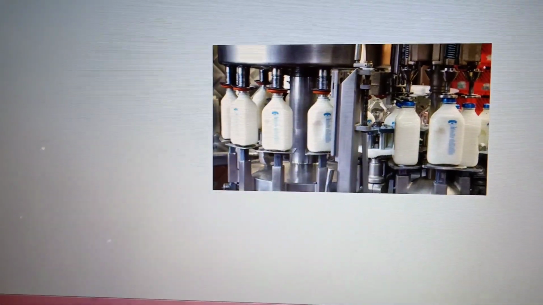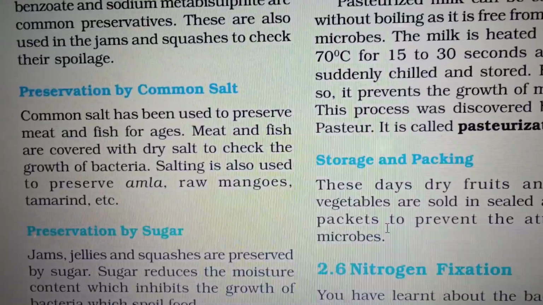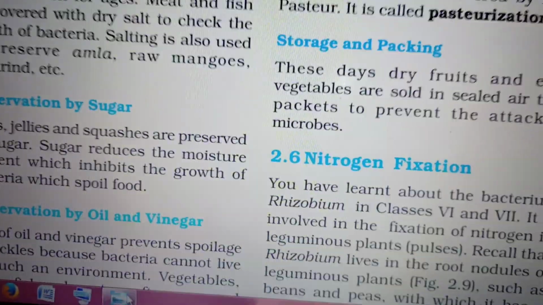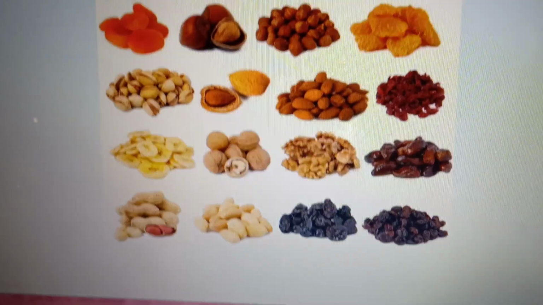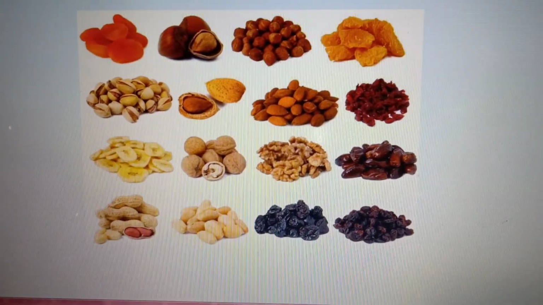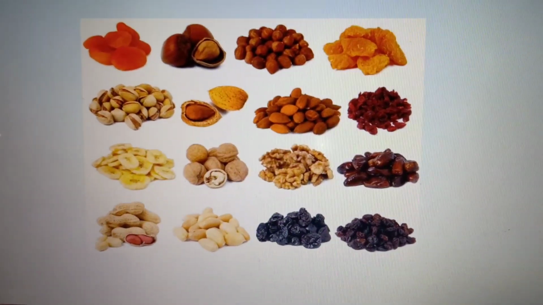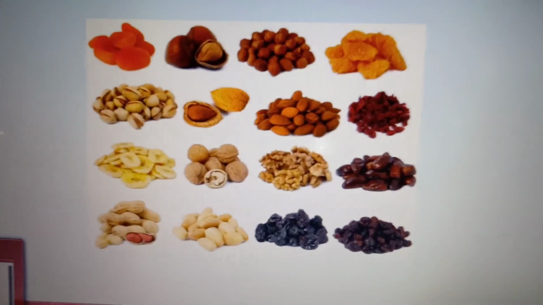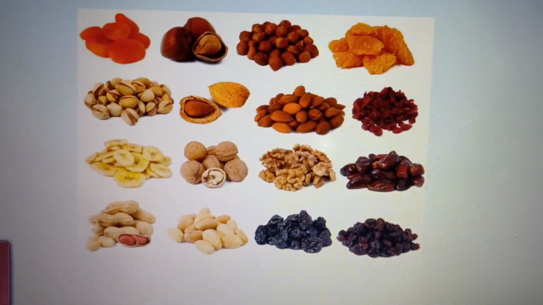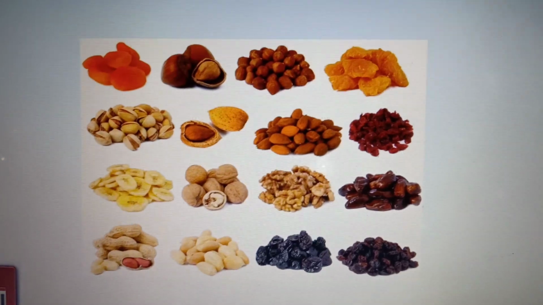Then we'll see storage and packing. These days, dry fruits and even vegetables are sold sealed in airtight packets to prevent the attack of microorganisms. Here you can see a picture of dry fruits. They can be stored in dry, airtight packets, so they will not be spoiled by microorganisms.